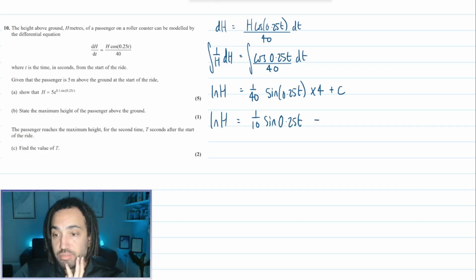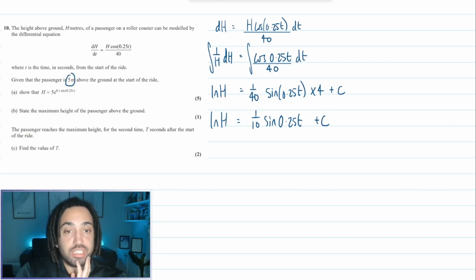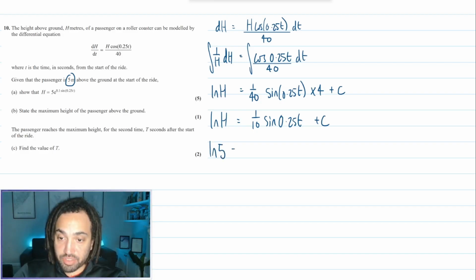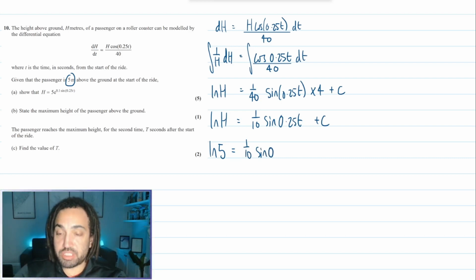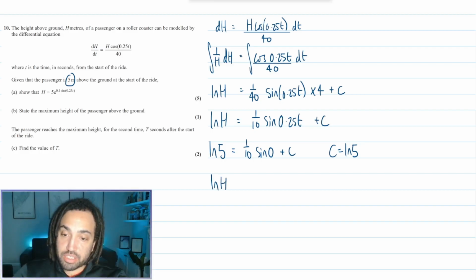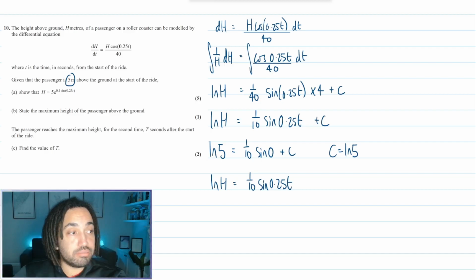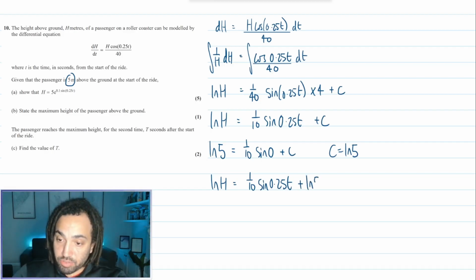0.25t plus c. Now we need to use the fact that it starts at 5 meters off the floor when t is 0. So when t is 0, h is 5. So this gives me sine of 0.25 times 0, which is sine of 0, which is 0. So therefore c is equal to ln 5. Okay, so that tells me then that my equation is ln h is equal to 1/10 sine of 0.25t plus ln of 5.